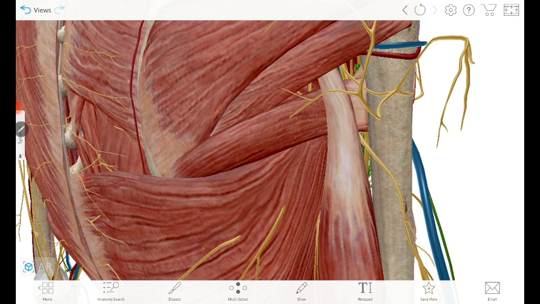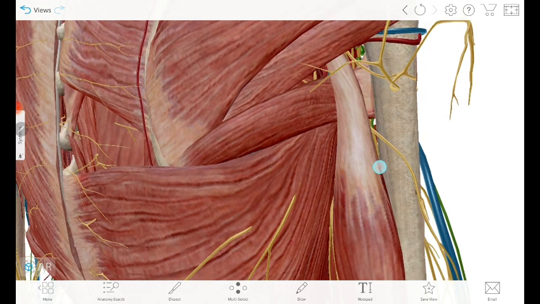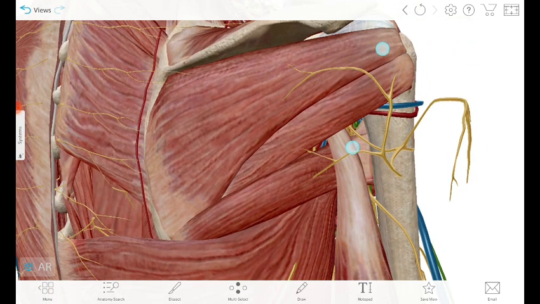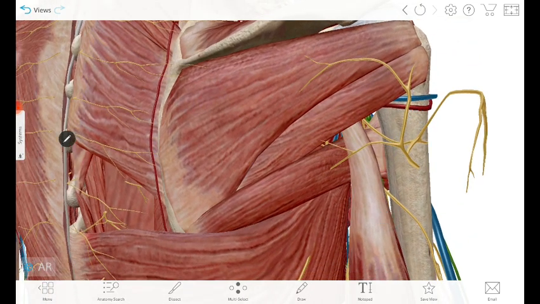Now we will see the contents of the various spaces. If I ask you which of these three spaces is present in closest contact with the medial aspect of the scapula, this is the medial aspect of the scapula, and this is the upper triangular space over here, this is the quadrangular space, and this is the lower triangular space. So obviously the upper triangular space is present closest to the medial aspect of the scapula.